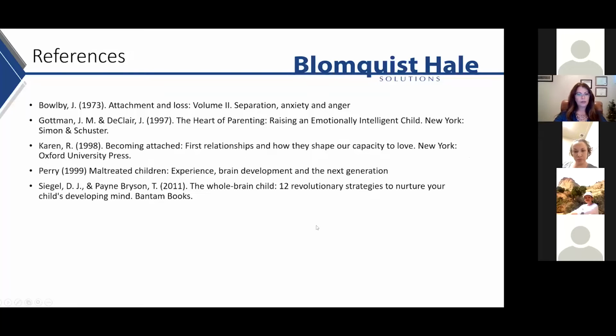So here are the references. Bowlby, of course, is the attachment. He's the one that coined that. And Gottman, 45 years of research on relationships and how to emotionally coach a child. And Karen is Becoming Attached, and Perry, of course. He's one of my favorites too. He has lots of books, Bruce Perry.